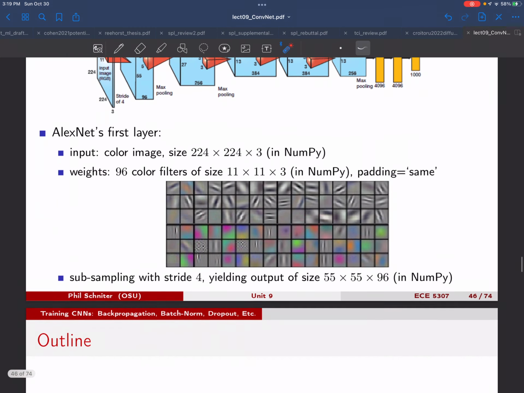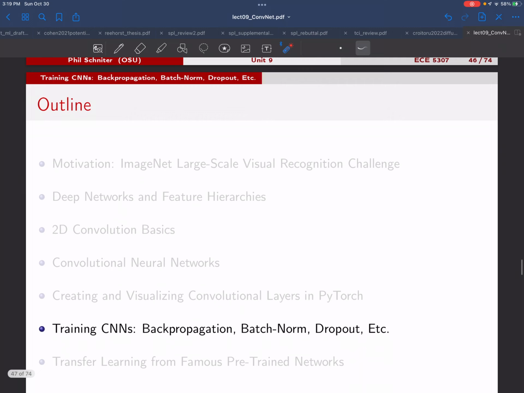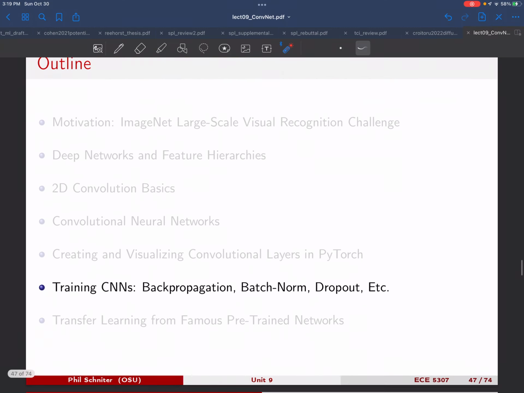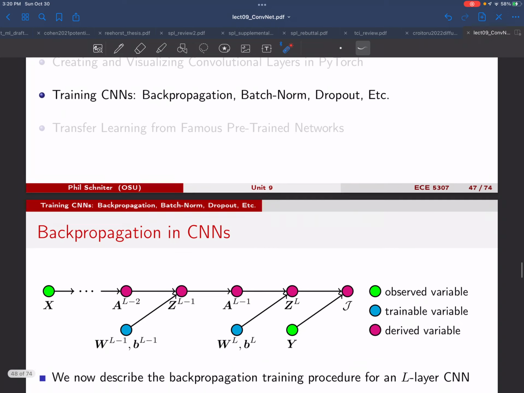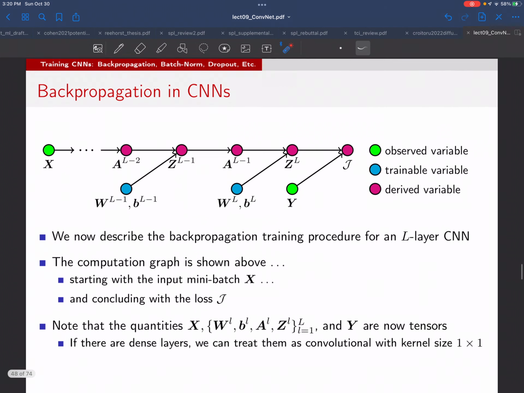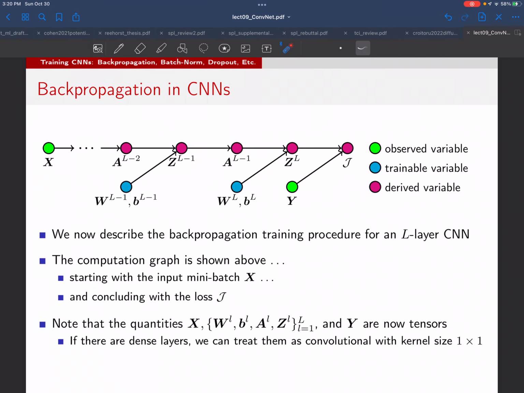Okay, so that's AlexNet. So we're going to move on to a bunch of different tricks that all relate to training convolutional neural networks. So first, we'll talk about backpropagation, and what you'll see is that backpropagation is very similar to what we learned in the last unit.